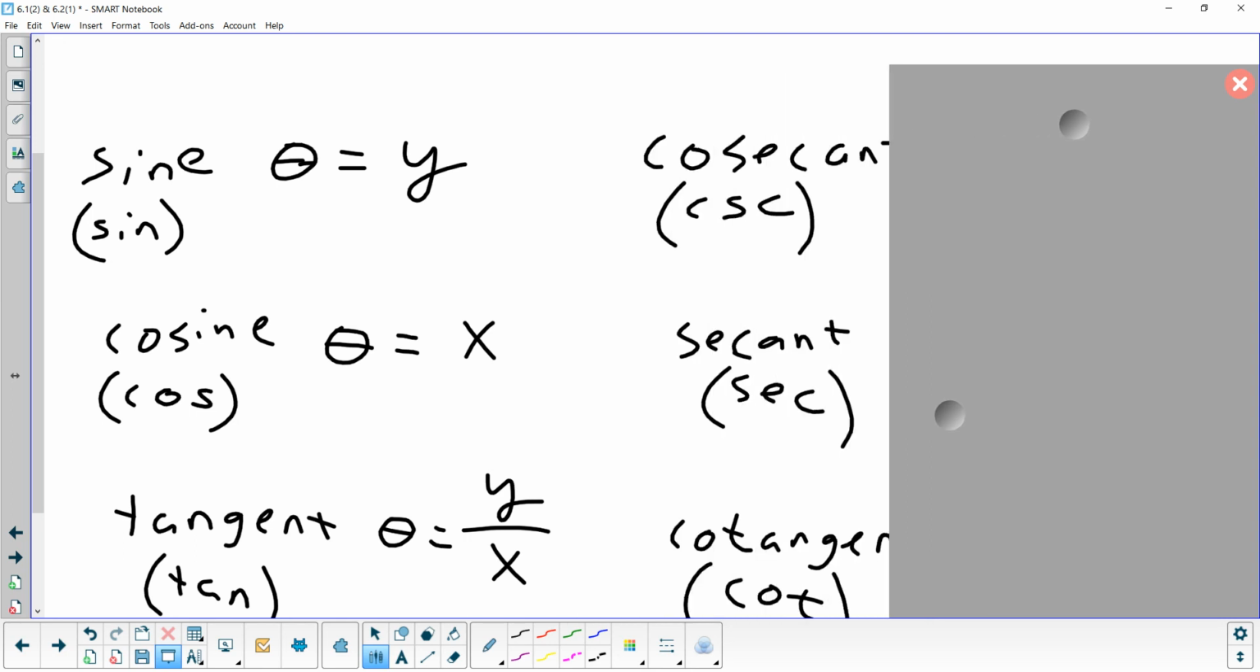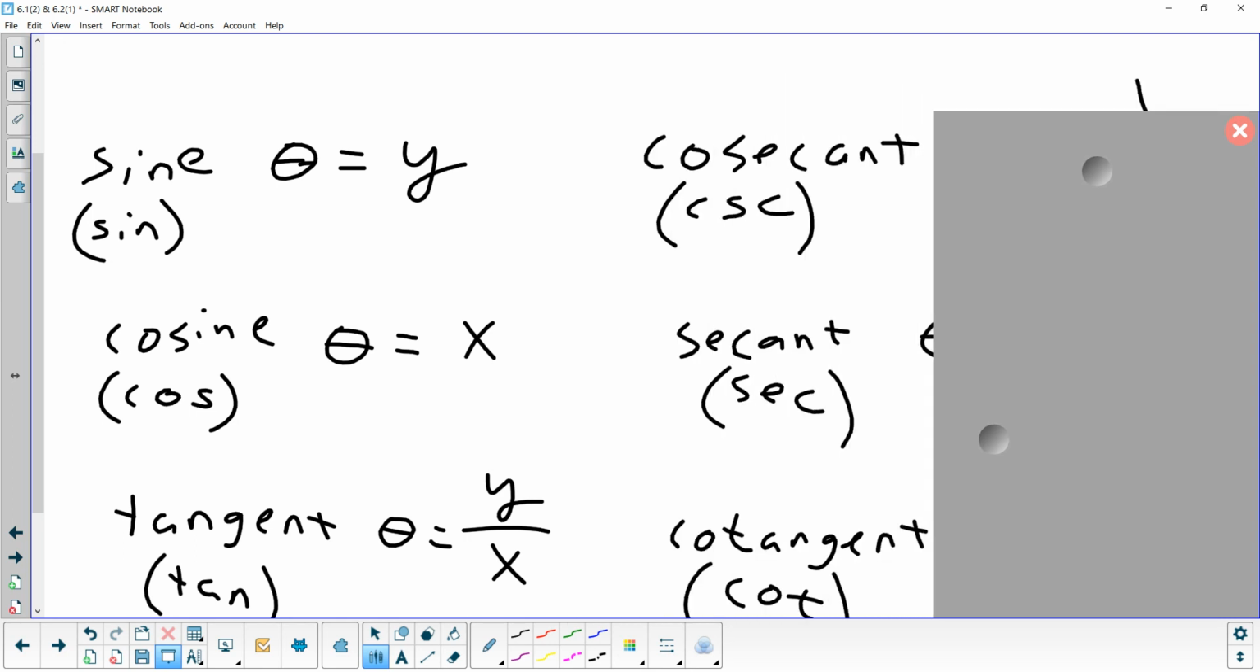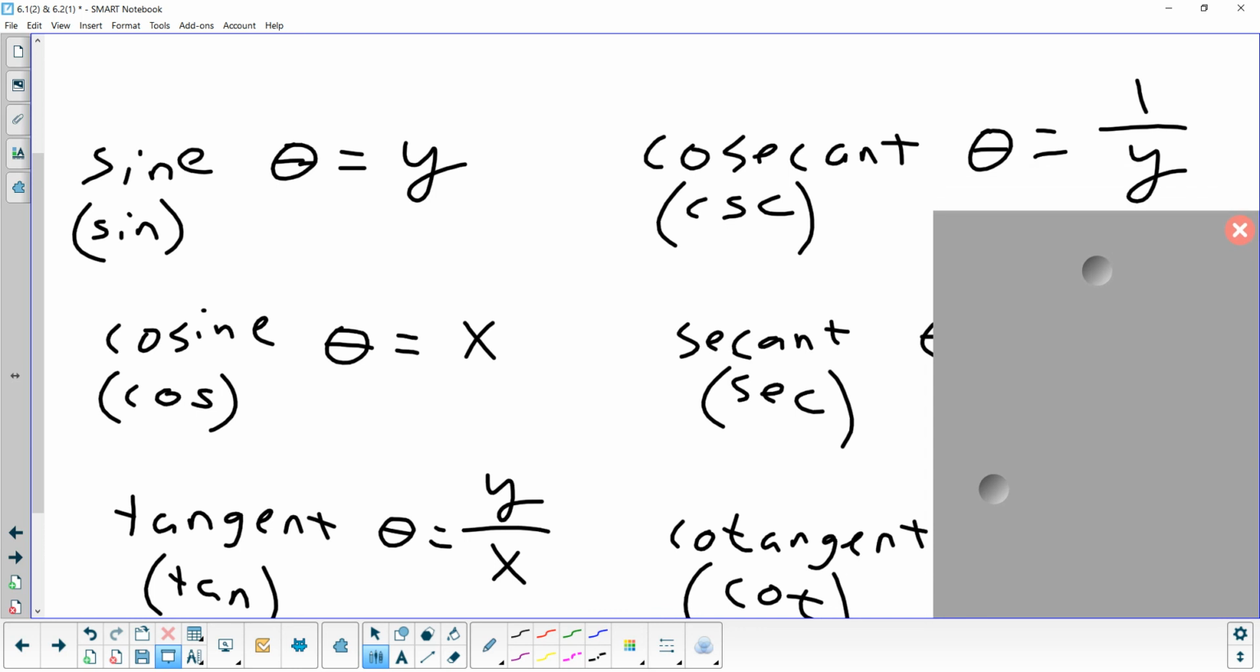Now, we have three other trig functions. The cosecant, the secant, and the cotangent. We can't abbreviate cosecant COS because we already used that. So they just use the syllables, CSC. And if you look at the formula for sine and you look at the formula for cosecant, what do you call those two things? They're reciprocals. In fact, these are all reciprocals. That's why I set them up the way I did.